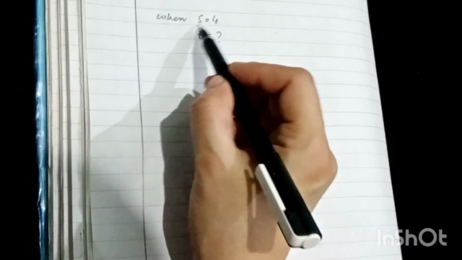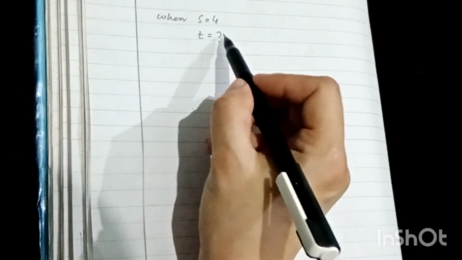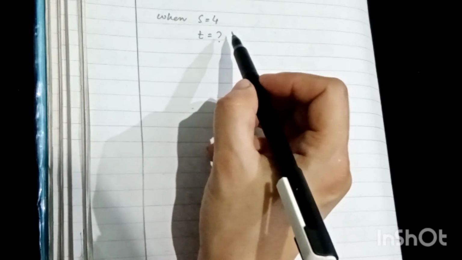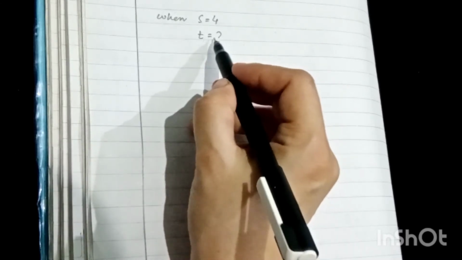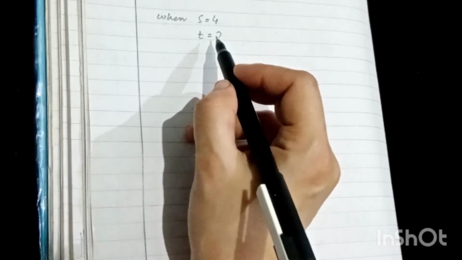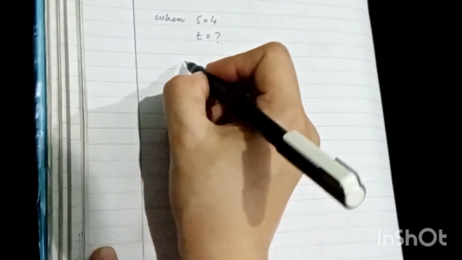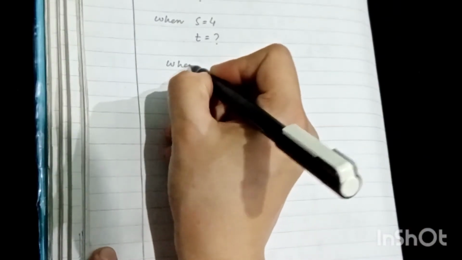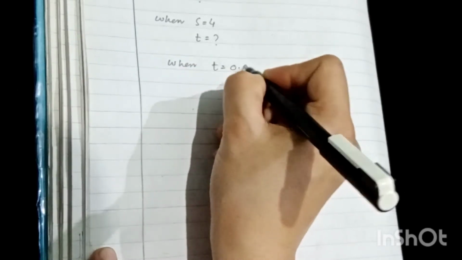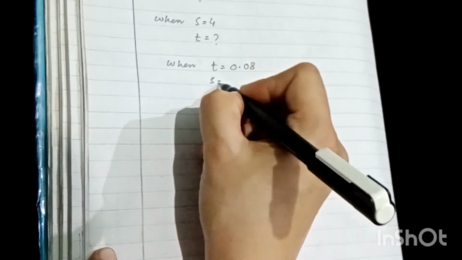Similarly, when s equals to 4, we have to calculate t. So this part I am leaving to you. You have to calculate this value of t and fill it in the table. I am solving here when t equals to 0.08, find the value of s.